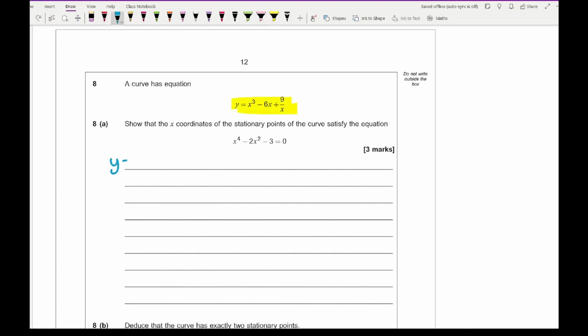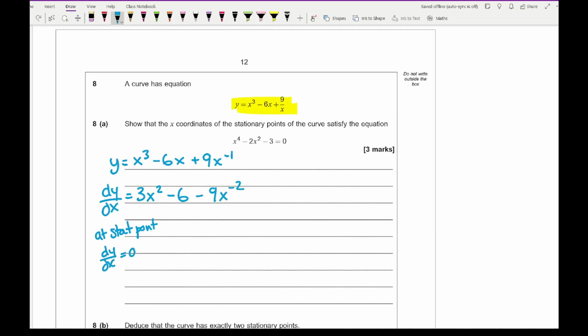So we've got y equals x cubed minus 6x plus 9x to the minus 1. So I can then work out what dy over dx is going to be by moving the power to the front, lower the power by 1. So that becomes 3x squared minus 6 minus 9x to the minus 2. So then from this, we know that at stationary points, dy over dx equals 0.